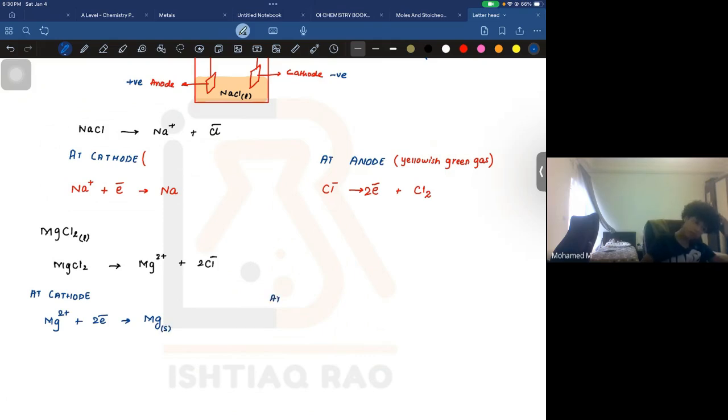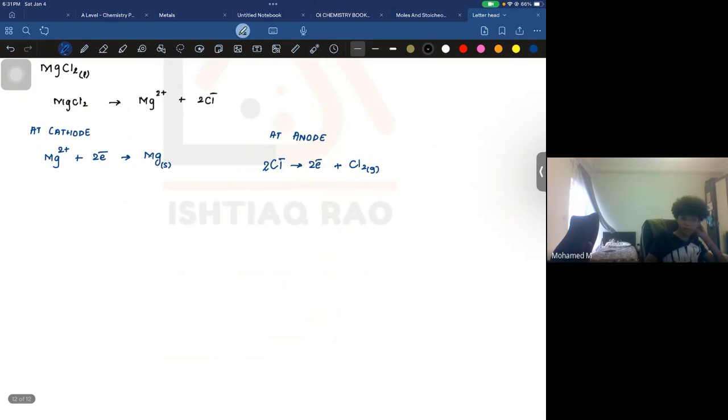And at the anode, Cl minus. Obviously, it gave us two Cl minus, which would lose two electrons and form Cl2 gas. Okay, easy? Yes. And then if you have this, what are you supposed to do?